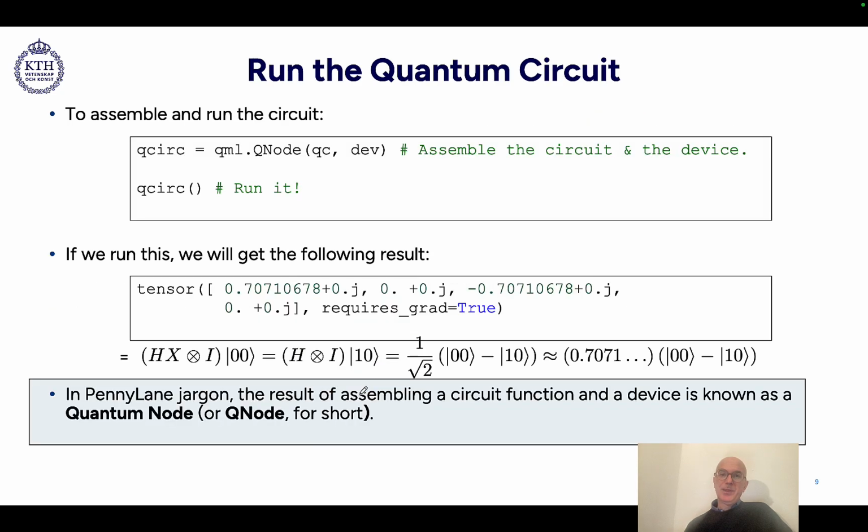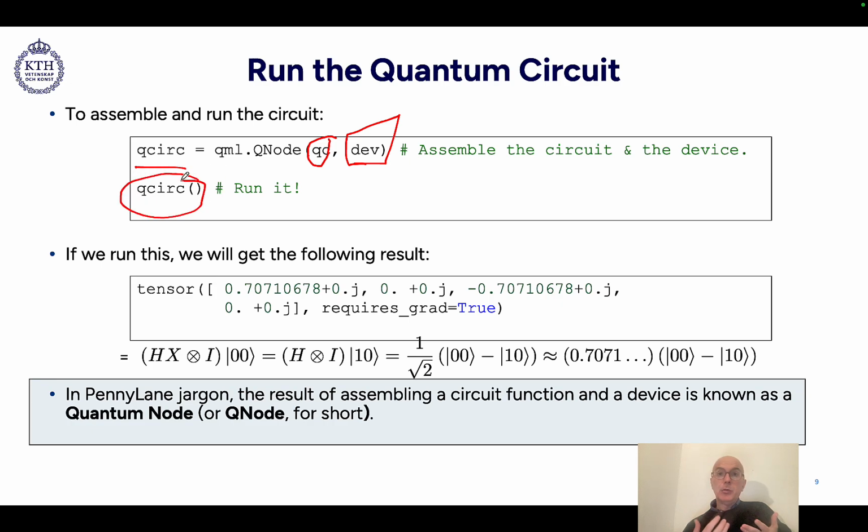We reached the last step, so almost there. We want now to run the quantum circuit itself, and we need to do two things. First, we need to assemble. Assemble is actually to put together the device that we defined as a first step, and the quantum circuit definition that we defined as a function, and the name of our function was QC. Once we defined and assembled our circuit and device, we can just run it by calling the function.